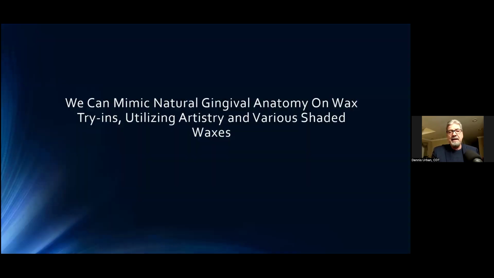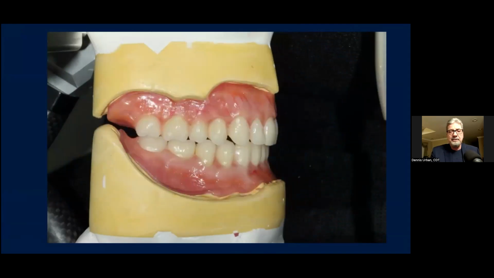And we can mimic natural gingiva anatomy on wax, the try-ins, and we utilize artistry and various shaded waxes. And this is just a photo of one of the denture try-ins that I do in a laboratory and how they go out of the laboratory. And I get a little crazy with the characterization. But what we do, we get a picture of the patient's gingiva, and I try to match it in a wax. So I take a picture of that. After I process the case, I'll match that on the denture base also.